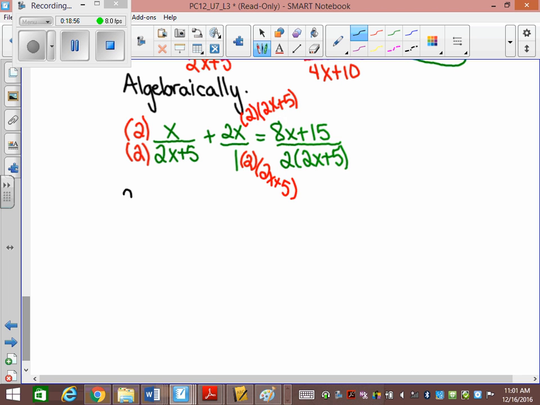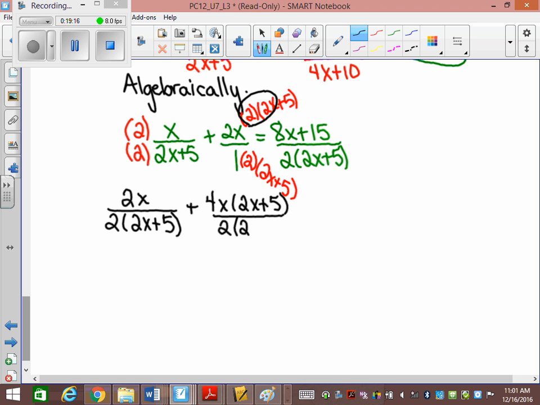So on the top here, I get 2x over 2 times 2x plus 5. This one, I'm going to get 4x times 2x plus 5, because I can put these together, over 2 times 2x plus 5. Equals 8x plus 15 over 2 times 2x plus 5. Now, because the 2 on the left have common denominators, I can put them together with the plus sign.